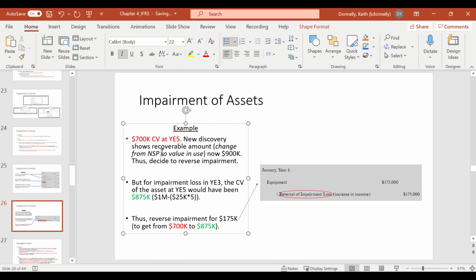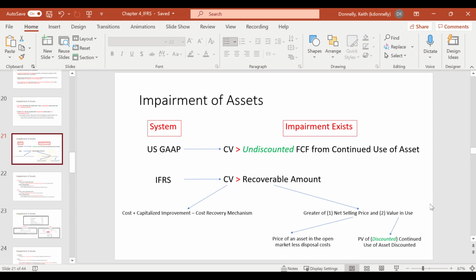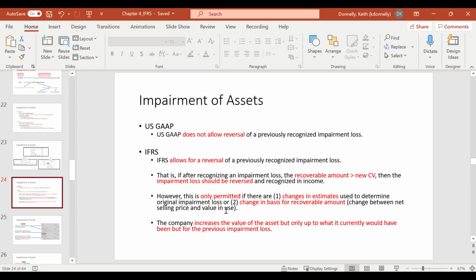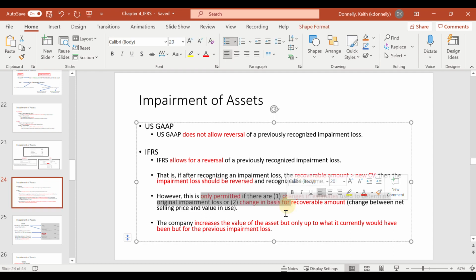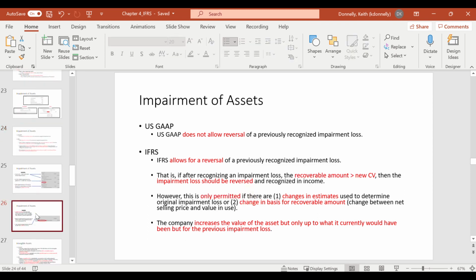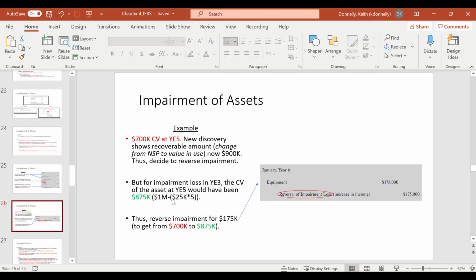A new discovery shows that the recoverable amount is now going to be $900,000. In other words, we're changing from NSP to value in use. So in this case, we used net selling price. Now we're changing to value in use. Because we're doing that, we meet the criteria, right? We're down here. So we're permitted to take the reversal on any prior impairment losses.